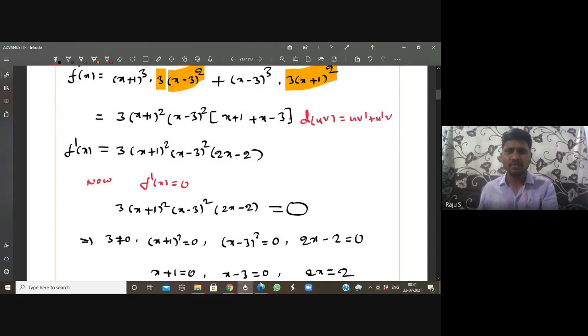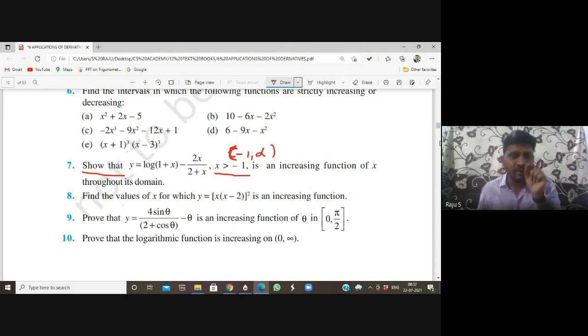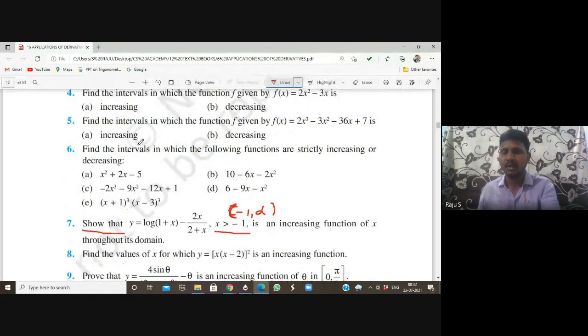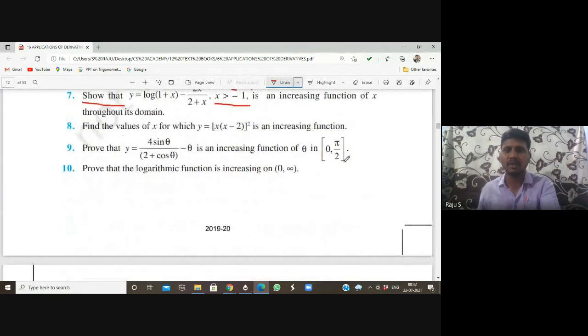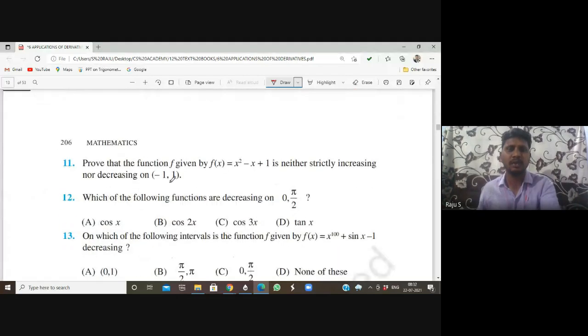So remember, students, in the question, if they mention show that or prove that, every show that or prove that question, definitely they'll give an interval. Okay, show that. See here, the interval they have given is x greater than minus 1, which means it is the open interval minus 1 to infinity. This is the given interval. In that interval only, we have to check whether the given function is increasing or not. So in the remaining questions also, if they give show that or prove that, they'll give the interval. Because of prove that, the interval is given.